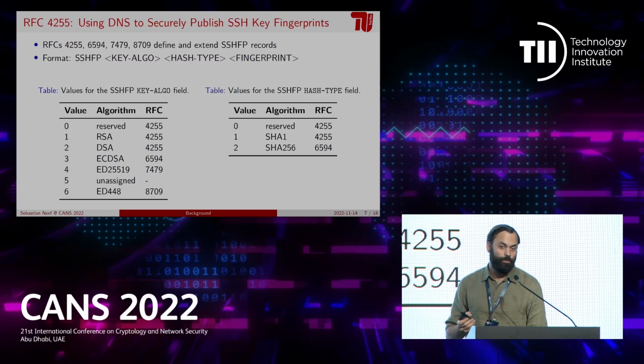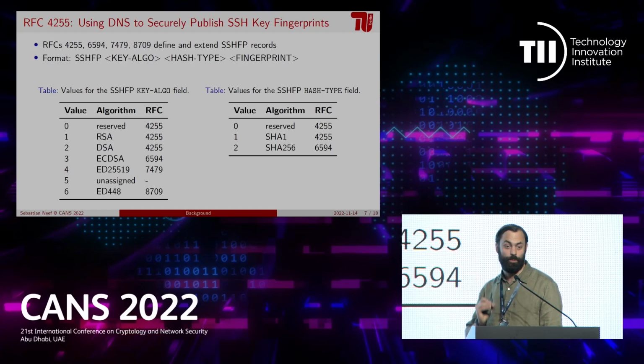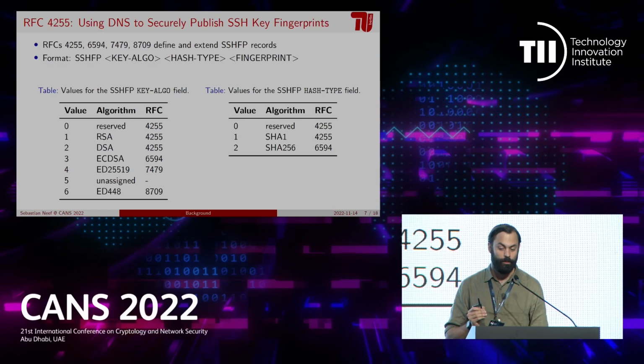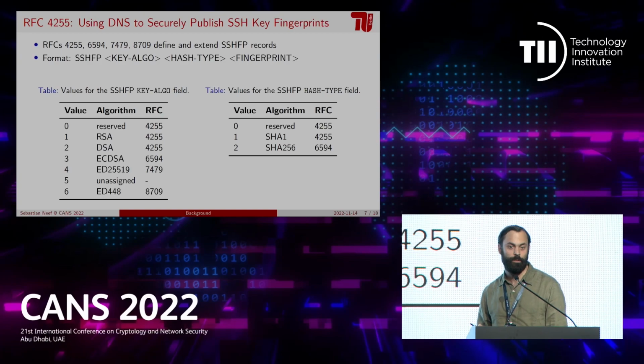So how do those records look like? They were standardized in RFC 4255, and then there were some subsequent RFCs that extended the algorithms that could be used for those records. So basically, we have the following format. We have SSHFP, then the numerical value of the key algorithm, which is, for example, 1 for RSA, 2 for DSA, 3 for ECDSA, etc. Then we have the numerical value for the hash type, which is 1 for SHA-1 or 2 for SHA-256. And in the end, the third field is the hexadecimal fingerprint of the host key.